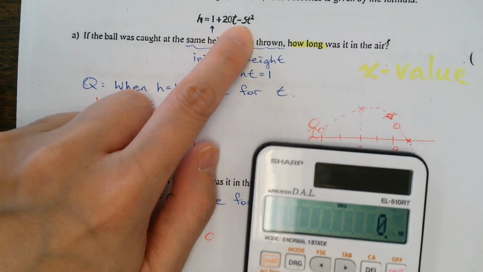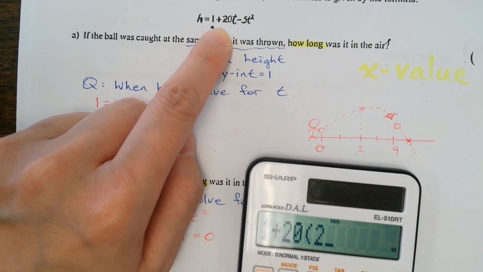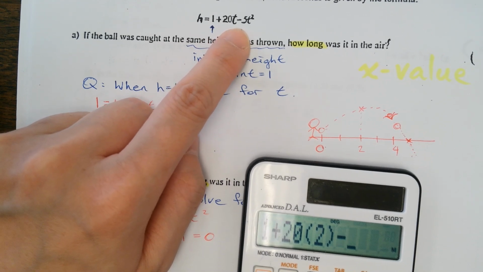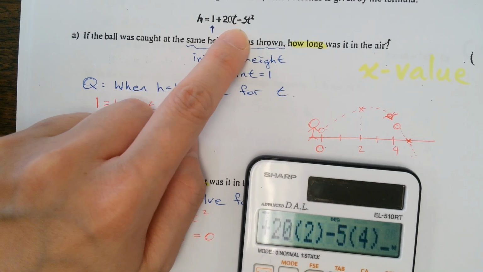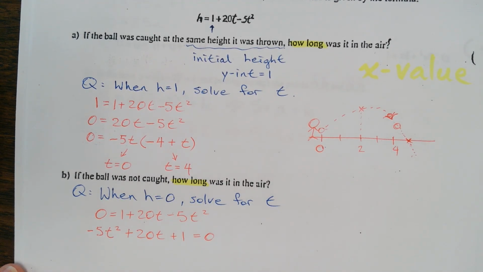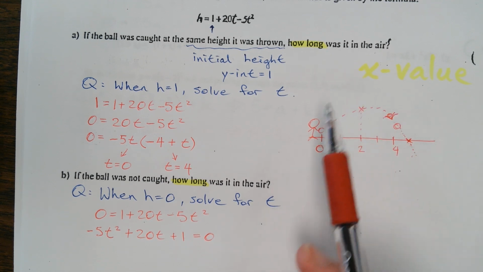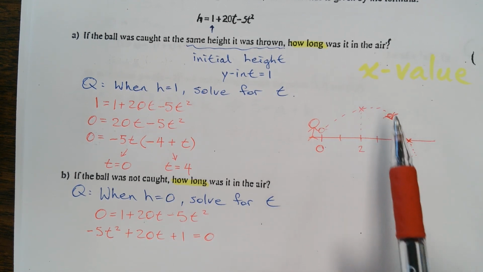Okay, so let's check it here. Let's see if it is at 2. So 1 plus 20 times 2 minus 5 times 2 squared, so 4. 21, yeah. So 21 meters. Is that too high? Yeah, so the x is negative 0.05, and then it's 4.05. Close to 5.